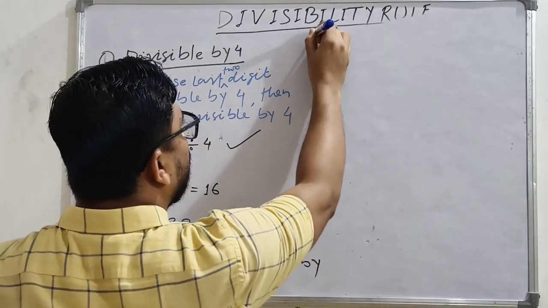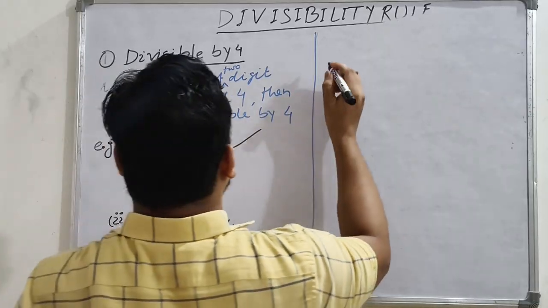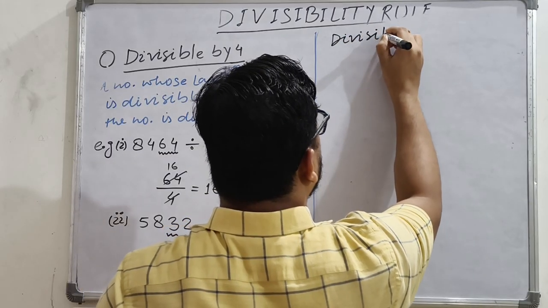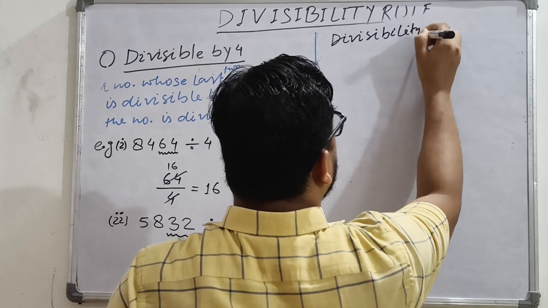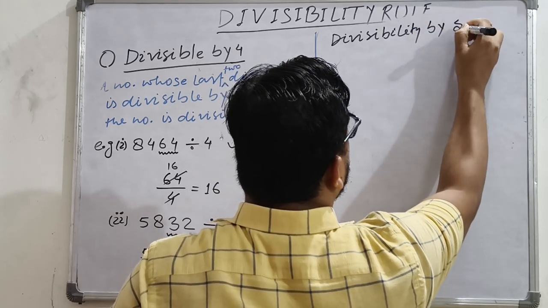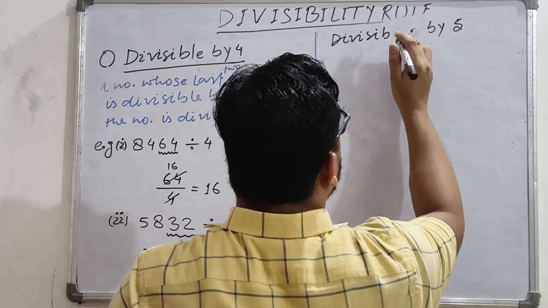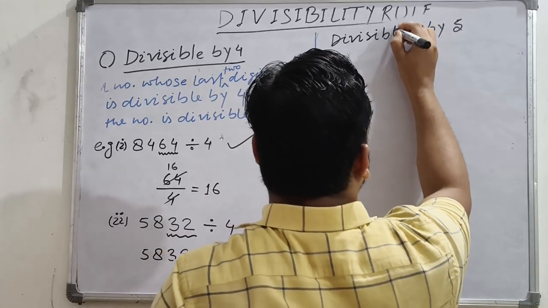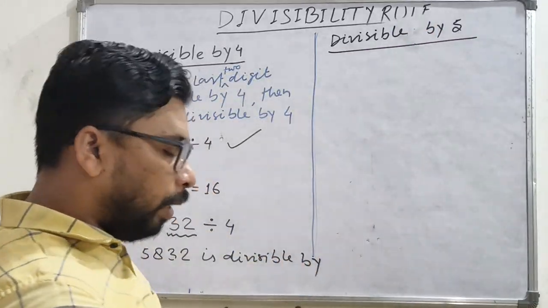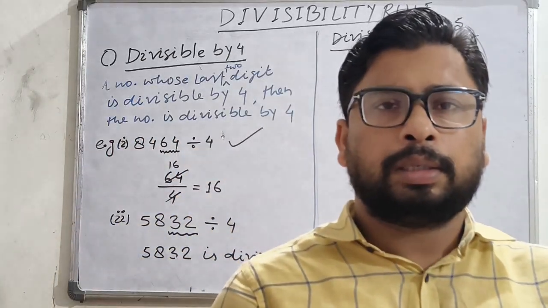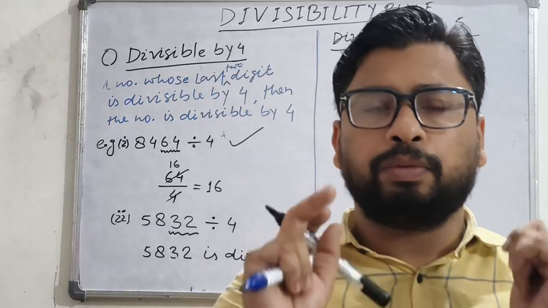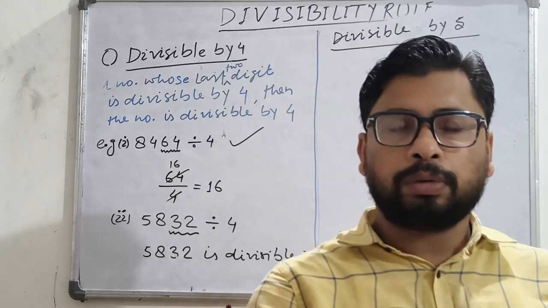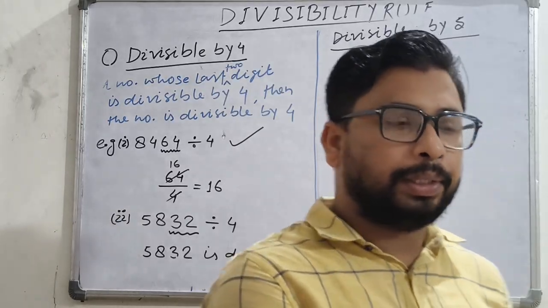Now move to the divisibility rule. Divisibility by 5. Okay, now check. Very simple. The divisibility rules of 5 and 10 are very simple. You have to check only the last digit, or the unit digit.